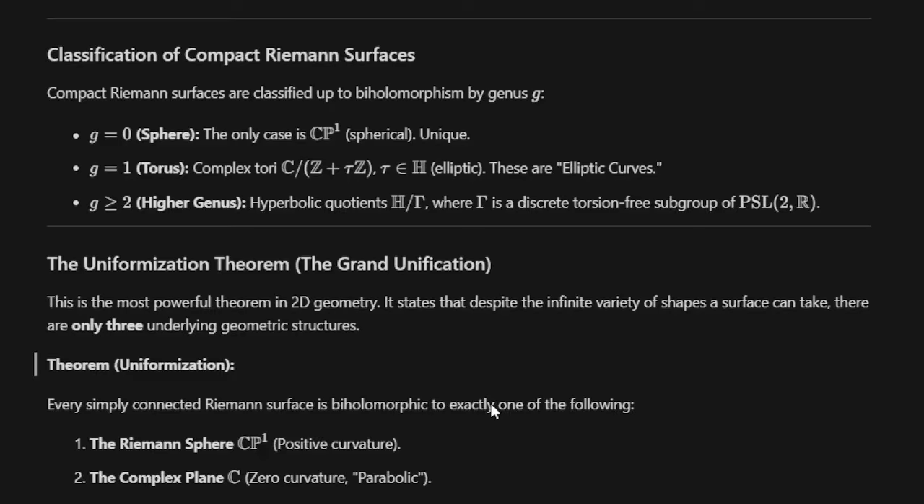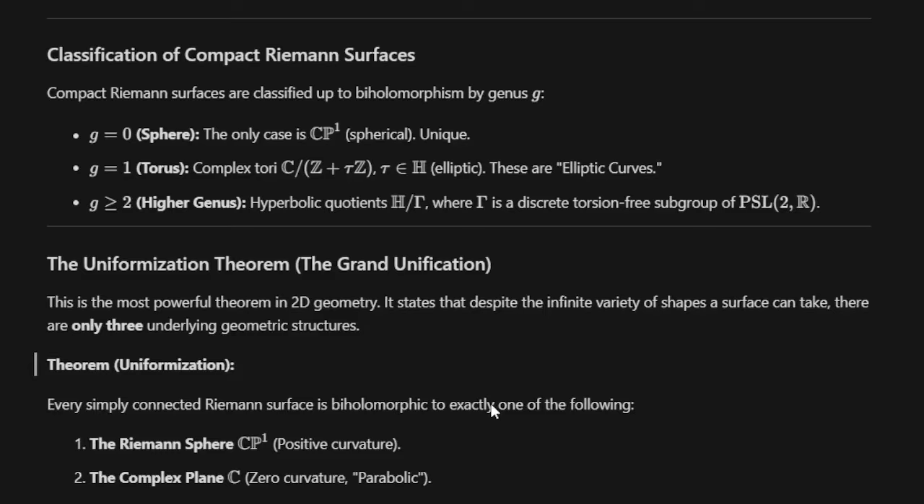Classification of compact Riemann surfaces. A compact Riemann surface is classified up to biholomorphism by its genus. Where g equals 0, that's a sphere. This is the only case, the Riemann sphere, and it's unique. If we look at genus 1 and want to classify tori, the tau in the upper half plane describes the ellipticity, and these are called elliptic curves. Elliptic curves are essentially compact Riemann surfaces, complex tori, where tau is in the upper half plane, for the quotient space. Okay, that's an elliptic curve.